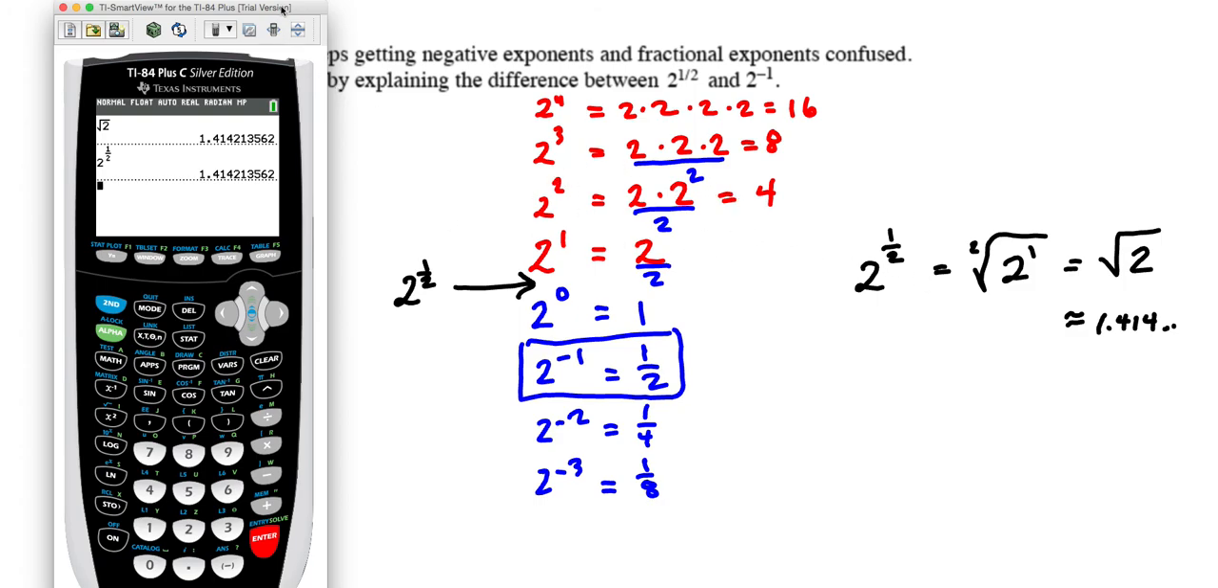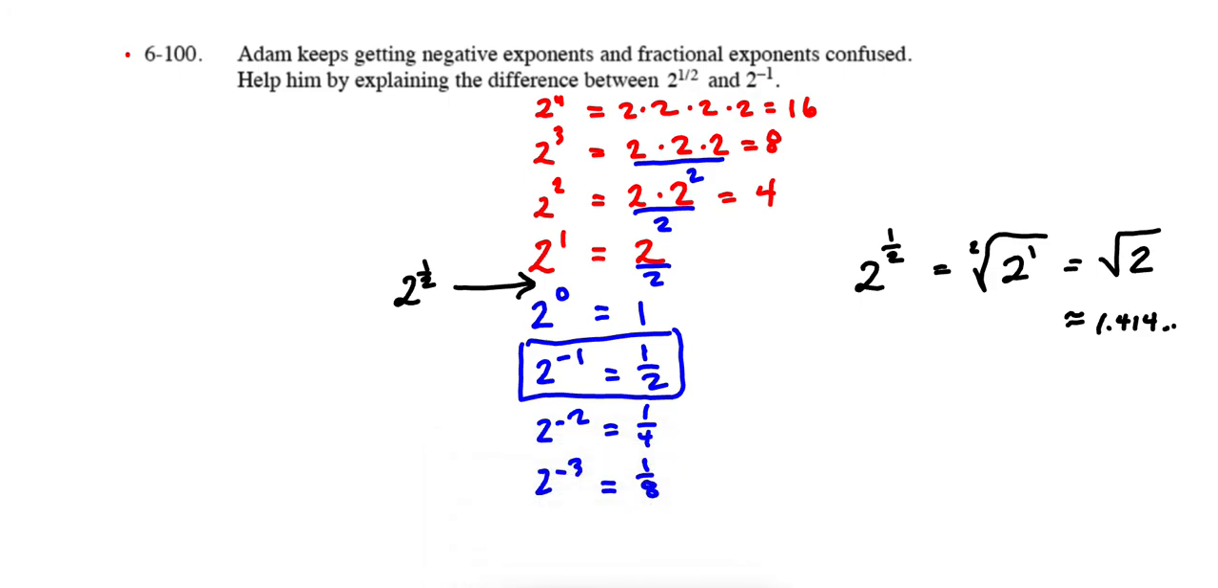So if Adam needs to come up with a way to remember that, he should know what 2 to the 4th, 2 to the 3rd, and all these other values are. If he can just think about the pattern, it should help him remember whether he should be using 2 to the 1/2 power or 2 to the negative first. 2 to the 1/2 power should be greater than 2 to the negative first. But notice, none of the values end up being negative. They're just getting smaller and smaller and smaller.